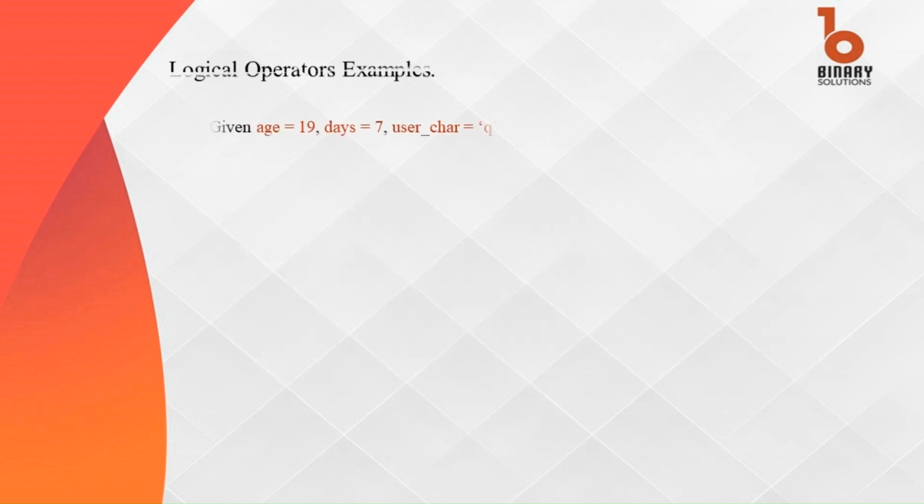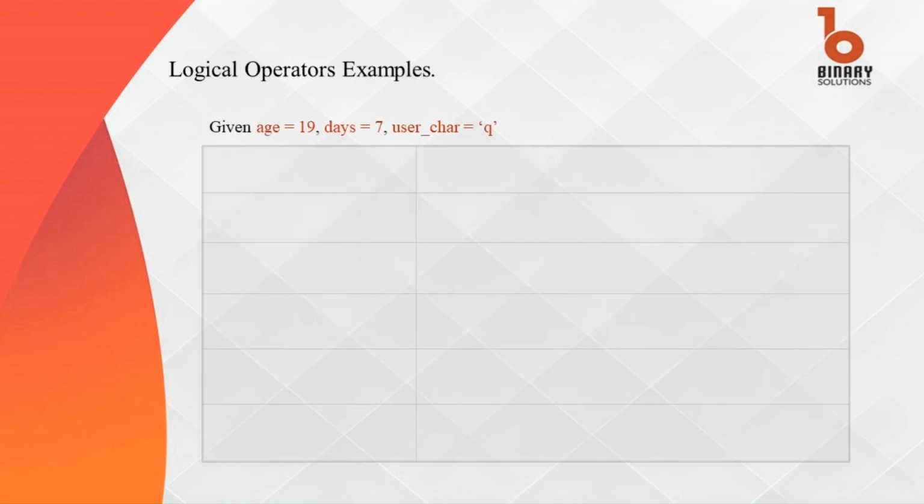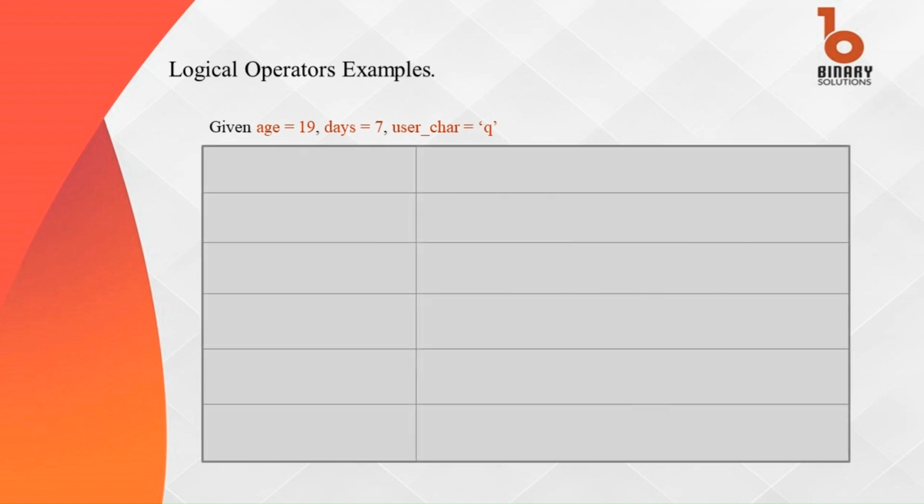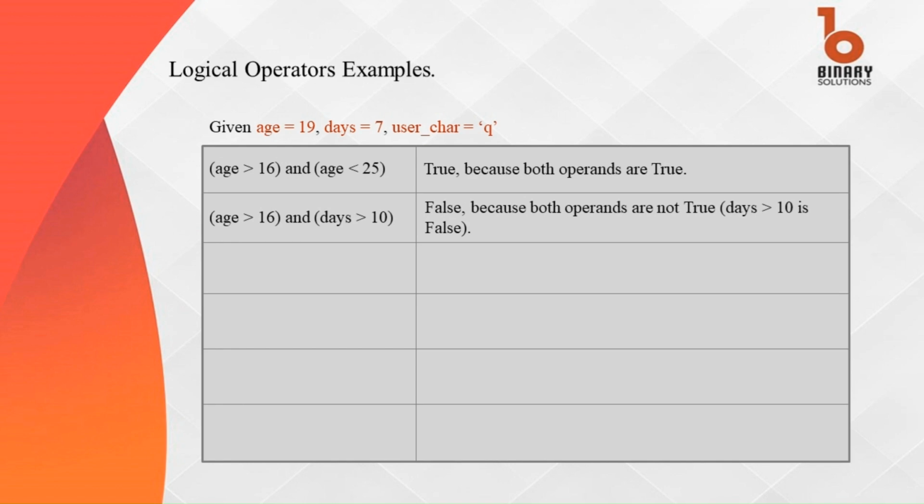This table illustrates examples of logical operators with the given variable values: age = 19, days = -7, and userChar = 'q'. The first example evaluates to true because both conditions are true: age > 16 and age < 25. The second example evaluates to false because although age > 16 is true, days > 10 is false, and both operands must be true for the AND operator to yield true. The third example evaluates to true because at least one operand, age > 16, is true, satisfying the OR operator's condition.